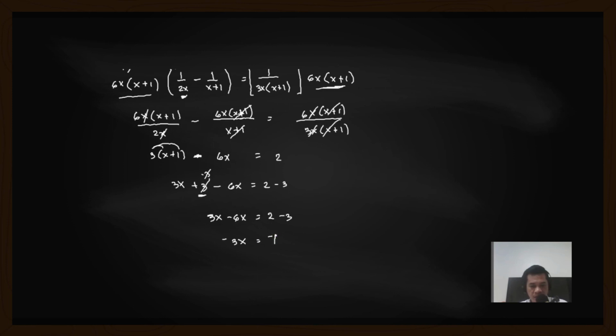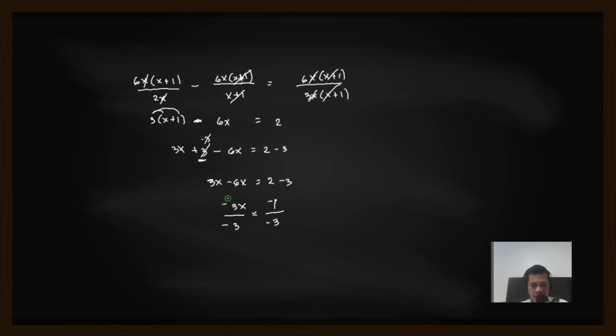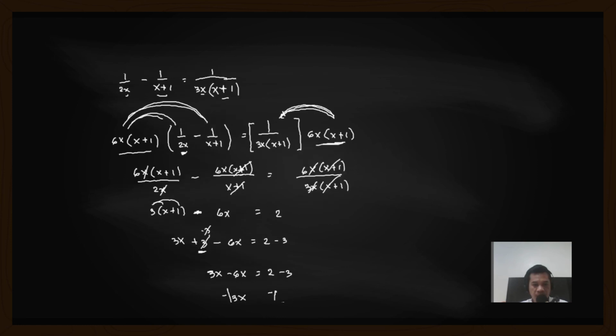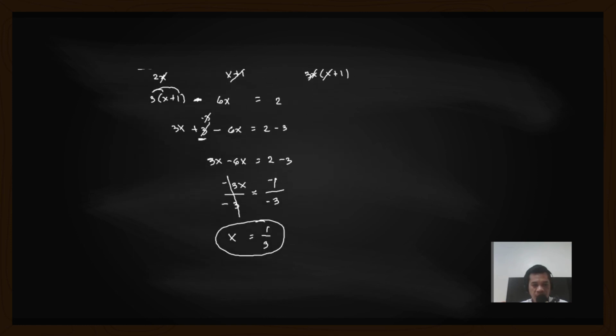Okay? And then, divide both sides by negative 3. Okay? Since we are solving for the value of x. Make sure yung equal sign natin is along with the fractional bar. Ayan. Okay? So, cancel. Negative 3 divided by negative 3. So, cancel yan. And then negative divided by negative, that is positive. So, we have now, our final answer is x is equal to 1 over 3. Okay?